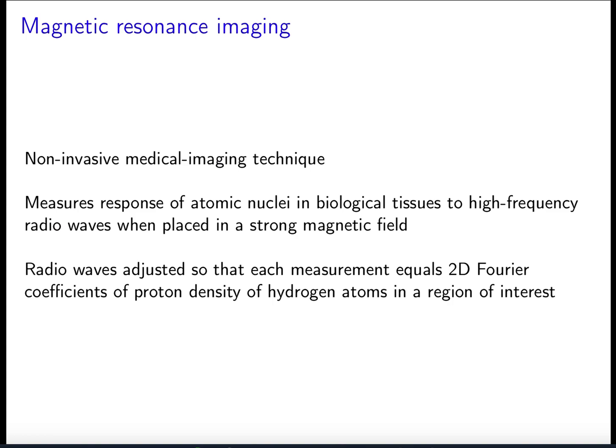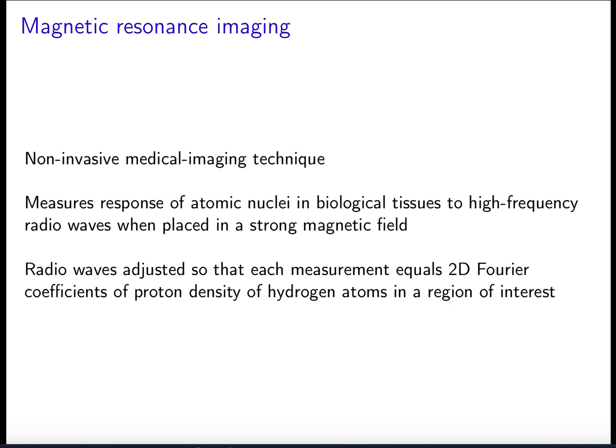Okay, now I'm going to show you an example where 2D Fourier series is really important, and that's magnetic resonance imaging. This is a non-invasive medical imaging technique which is found all over the place. You might even have had one. This imaging technique works by measuring responses of atomic nuclei in biological tissues to high frequency radio waves when the biological tissue is placed in a super strong magnetic field. So they require having these extremely strong magnets, which makes it a little bit expensive.